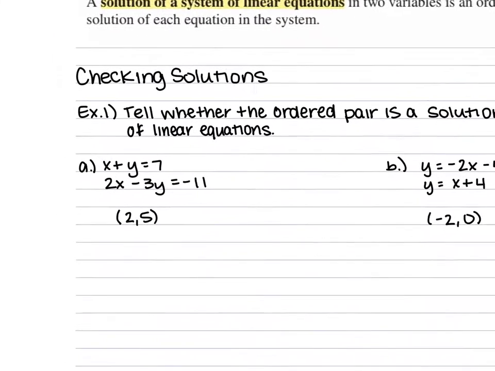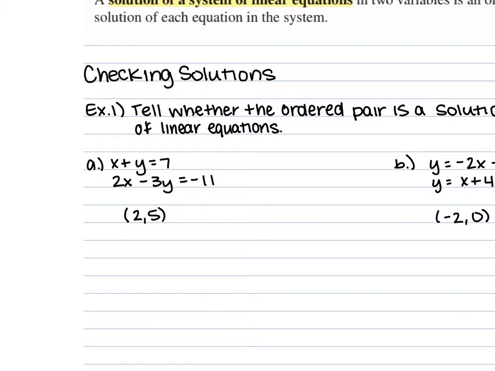If we look at example 1a, we have x plus y is equal to 7, and 2x minus 3y is equal to negative 11. We have the ordered pair 2, 5. We are going to substitute in that 2 for x and that 5 for y in both of these equations and see if we get true statements. If we get true statements for both of the equations, then the 2, 5 is a solution.